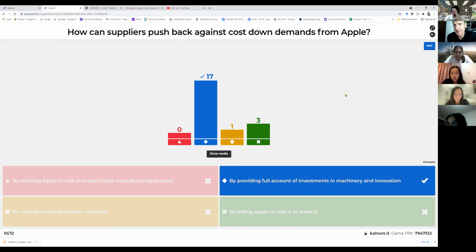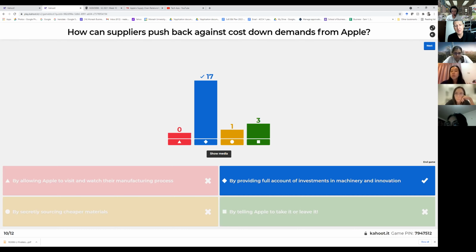Like that's just nonsense. All right, if you are able to do blue, then you can do green. If you've got a full account of investments, machinery, innovation, you know where your roadmap is, then yes, then you can tell Apple to take it or leave it. You with me here, all right? So you need blue in order to be able to do green. So green is not a pushback tactic on its own.